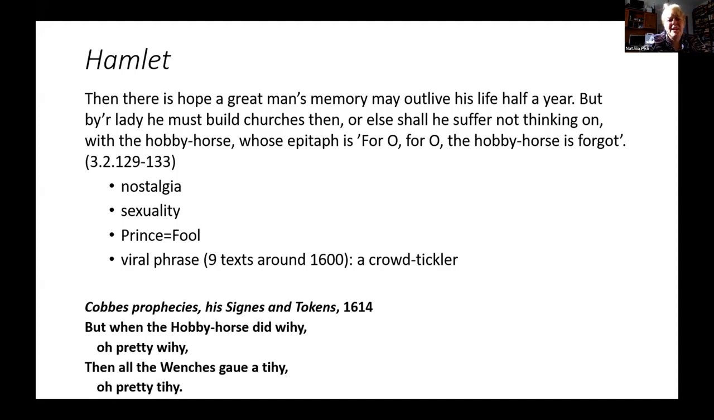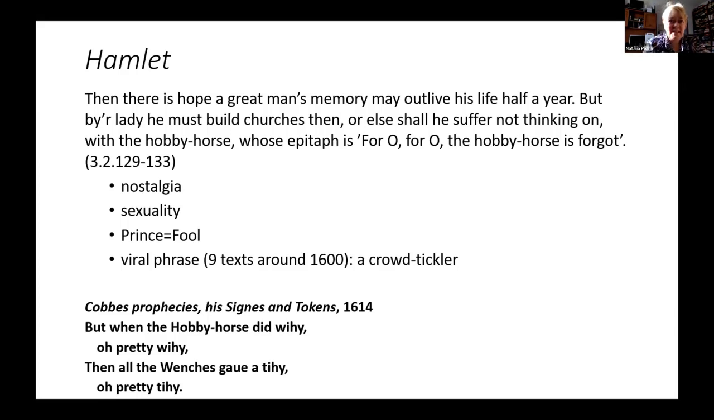"Then there is hope a great man's memory may outlive his life half a year. But by Our Lady, he must build churches then, or else shall he suffer not thinking on, with the hobby horse, whose epitaph is 'For O, for O, the hobby horse is forgot.'" In a way, this quotation summarizes a lot of the things that are related to the hobby horse.